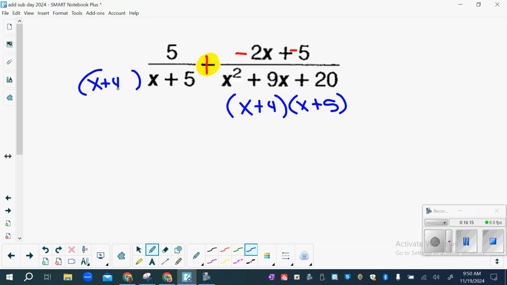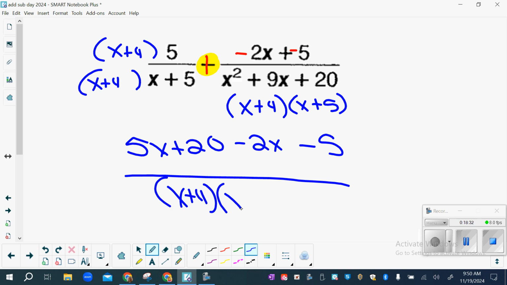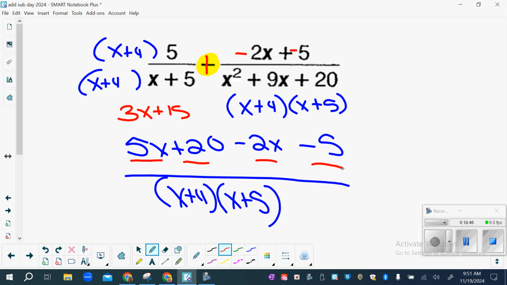I'm going to give this guy to this guy, this guy to this guy. So here's what I've got on the top. 5x plus 20, take away 2x, take away 5, over x plus 4, x plus 5. Let's clean it up. So cleaning this bad boy up is going to give me 3x, 5 take away 2, and plus 15. That's 20 and negative 5. Everybody cool with that? No one's lost?